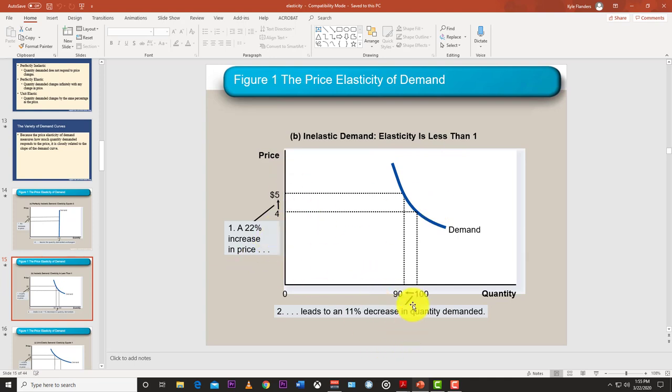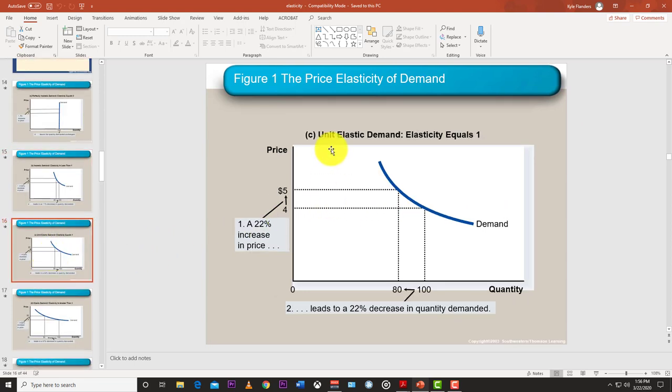Price goes up, the quantity demanded slightly goes down, right? Because look at that: the change in price was 22%, but the change in quantity demanded was only 11%. So the change in quantity demanded is less than the change in the price increase, and therefore you have fairly inelastic demand. It's not as flat as other graphs you'd see. So this one is fairly inelastic, where elasticity is less than one.